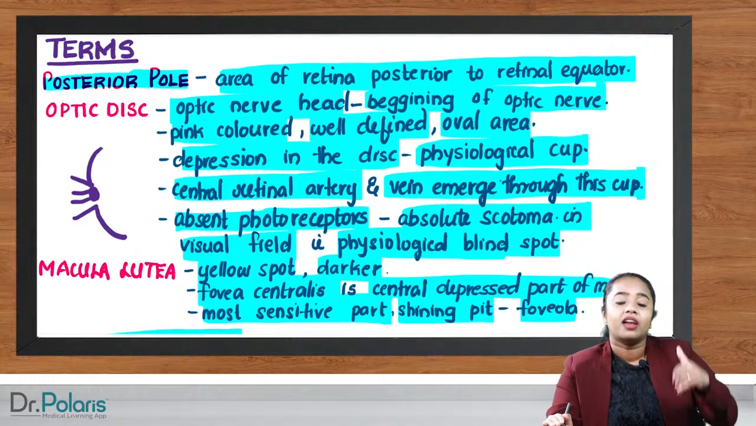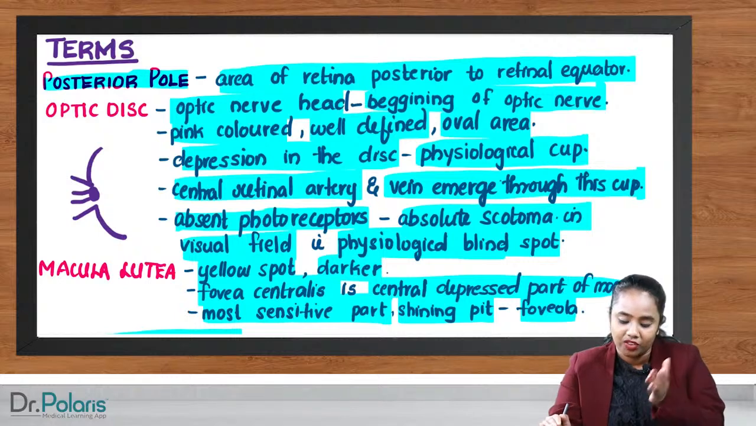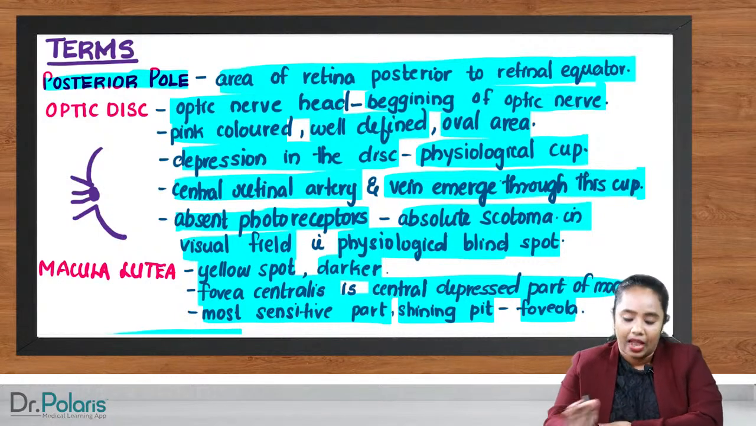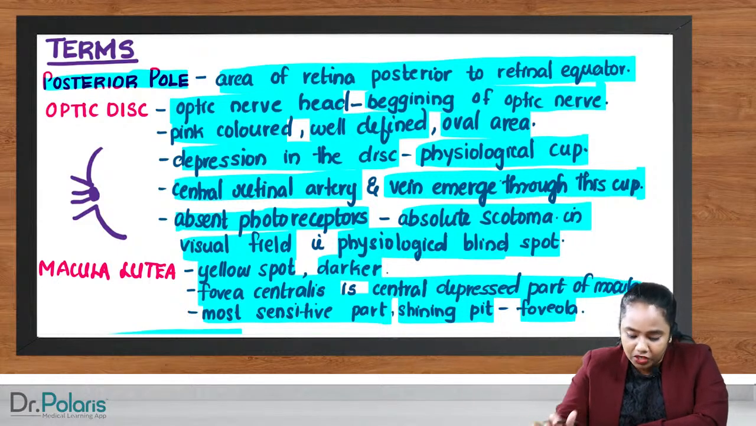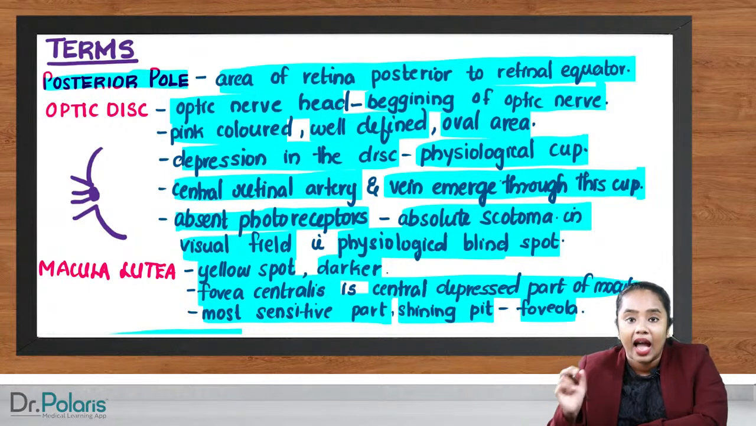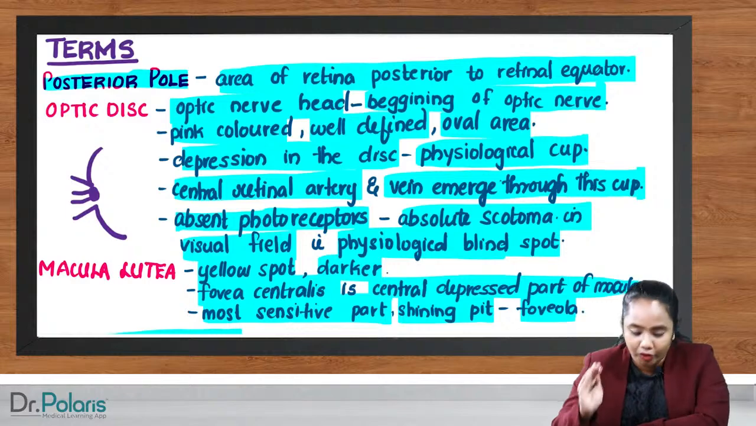This is the area where the central retinal artery as well as the vein emerge through this cup. The photoreceptors are absent here, which leads to an absolute scotoma in the visual field, and physiologically it is called the physiological blind spot. And macula lutea is a yellowish spot, which is the next one. It is darker in color, and there is a small central depression in the macula called the fovea centralis, which is the most sensitive part of the retina, and there is a small shining pit in the fovea centralis called the foveola.